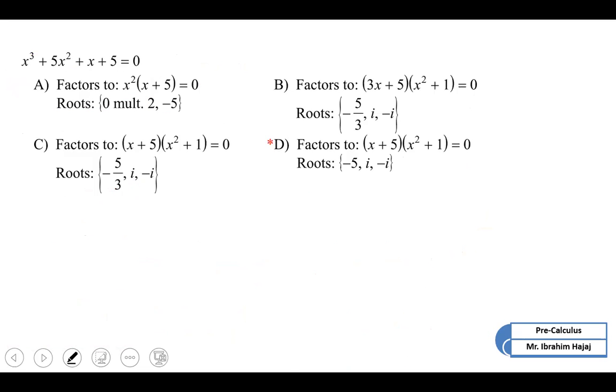Next question. Also the same thing, guys. We would like to factorize and find all roots of x cubed plus 5x squared plus x plus 5.